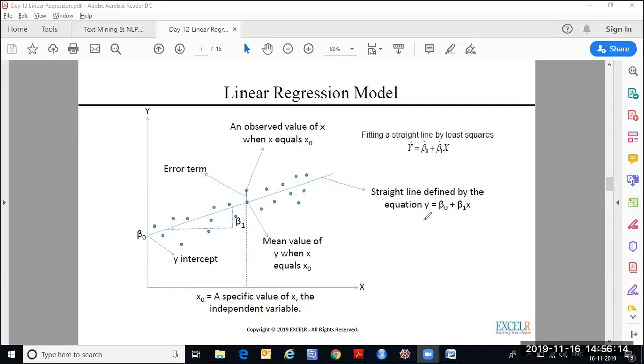When the equation that you're using is the straight line equation, y is equal to beta naught plus beta 1 x, how will this line be drawn? When you draw the scatter plot between x and y, you will see the data points like this, various data points spread across the two-dimensional space.